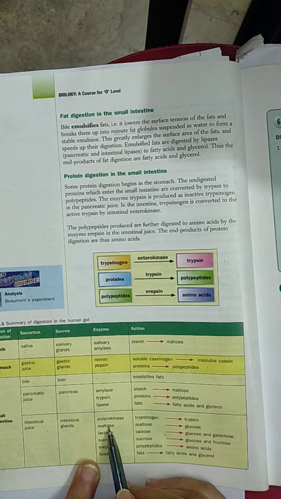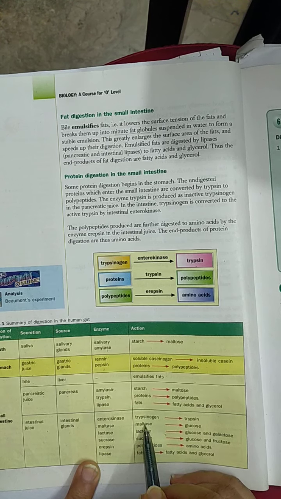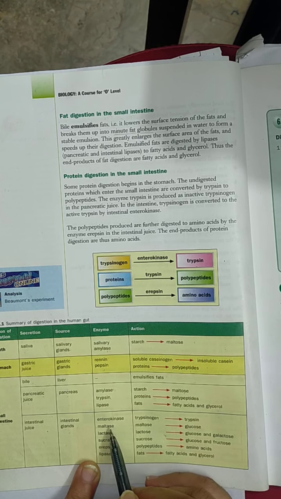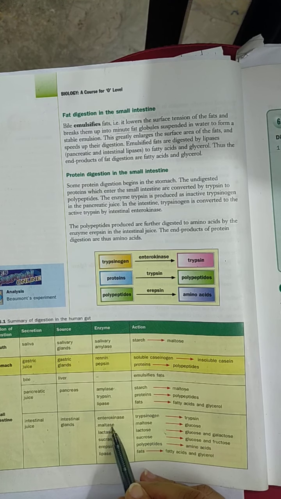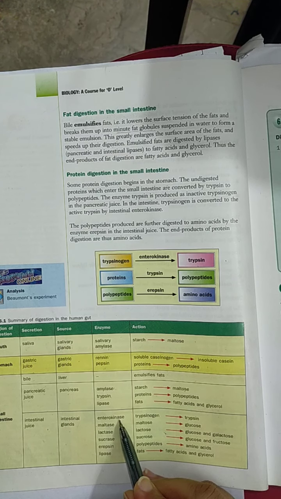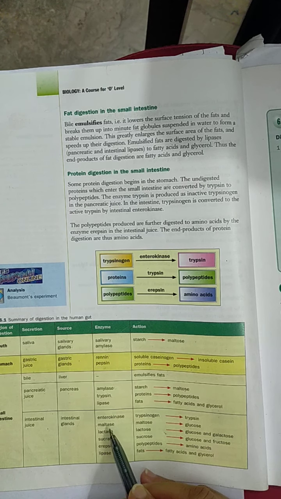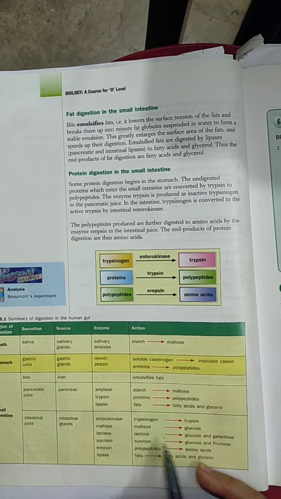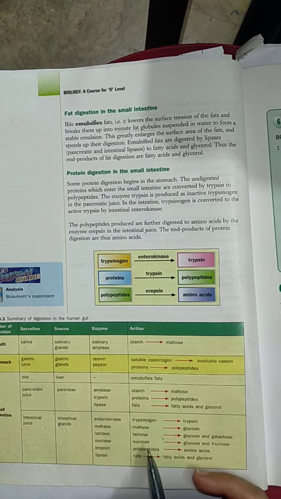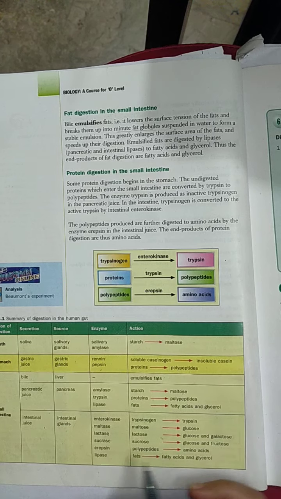Then maltase, maltose will be converted by the maltase enzyme. As when we were studying the chapter on enzymes, I told you the enzyme name ends with ase: enterokinase is an enzyme, maltase is an enzyme, lactase is an enzyme. So maltase converts maltose into glucose, lactase converts lactose into glucose and galactose, sucrase converts sucrose into glucose and fructose, erepsin converts polypeptide into amino acids, lipase converts fat into fatty acid and glycerol.